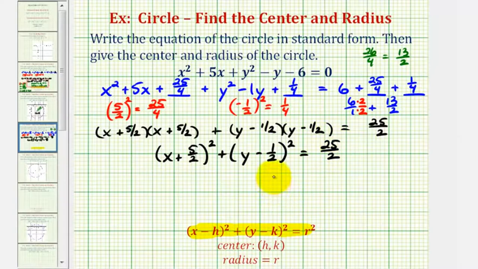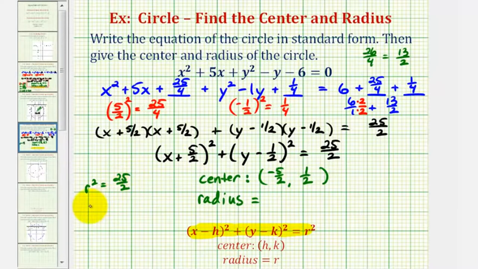So in this form, we can now determine the coordinates of the center and the length of the radius. Since we have the quantity x plus 5 halves squared, the x coordinate of the center would be negative 5 halves. And because we have the quantity y minus 1/2 squared, the y coordinate is positive 1/2. And then to find the radius, 25 halves is equal to r squared. So if r squared equals 25 halves, we know r has to be positive because it's a length. We can take the principal square root of both sides of the equation, or the positive square root. This would give us r equals the square root of 25 divided by the square root of 2, which is 5 divided by square root 2, which is the exact length of the radius.